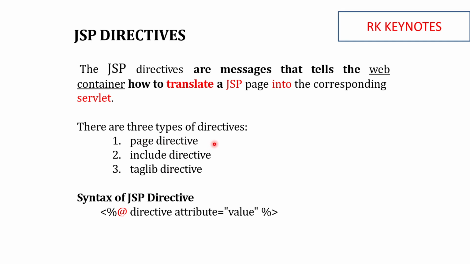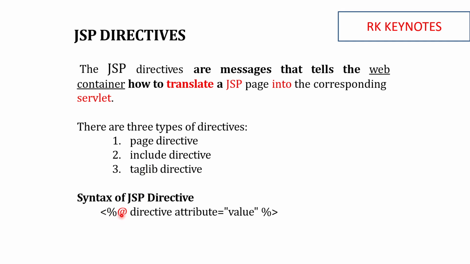Under page directive, we have more than 10 attributes like buffer, import, and so on. This page directive will be applicable for the entire page. Include directive we generally use to include a particular reference, URL, or a file from another resource. Taglib we generally use for custom tags. If you want to customize tags, we can use taglib. For example, JSTL, if you want to implement JSP standard tag libraries or your own custom tags, then we'll be using this taglib.